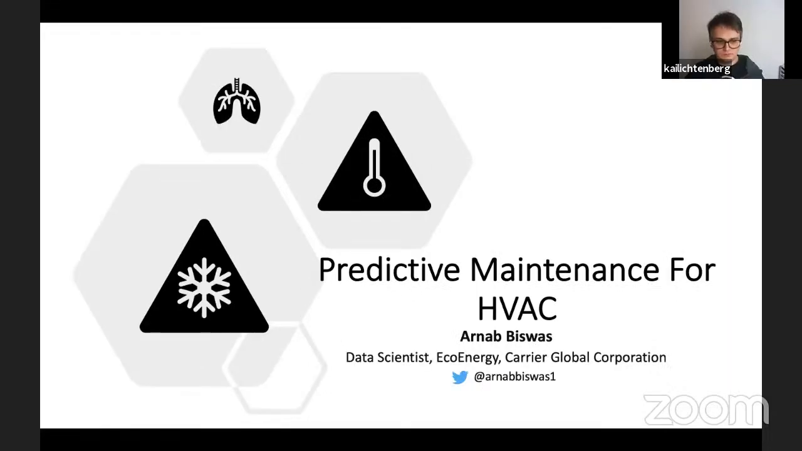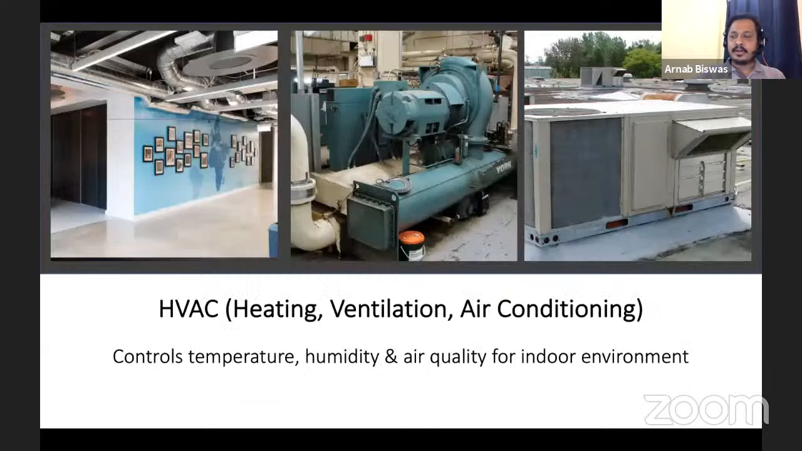Yes. Okay, so I'm going to talk about predictive maintenance, how machine learning is used for predictive maintenance of HVAC assets. HVAC stands for heating, ventilation, and air conditioning. These are the equipment or assets used to control the temperature, humidity, and air quality inside buildings. The buildings could be residential houses, or commercial buildings like a hotel, an office space, a hospital, or a shopping mall.